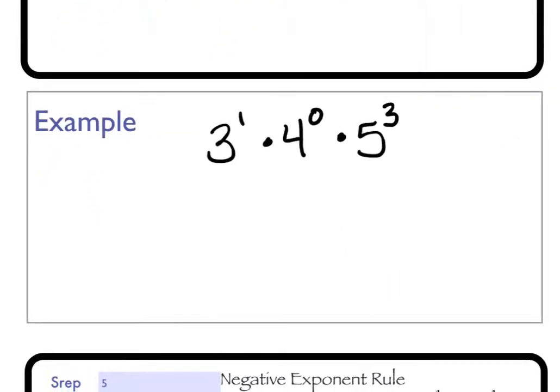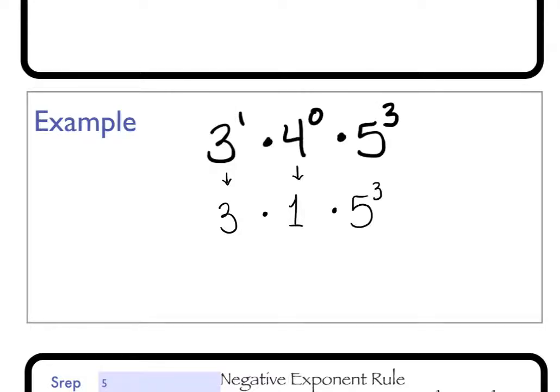So go ahead, pause this video and try the example. Okay, pause the video. If you tried the example, great, I hope you did. So 3 to the power of 1 is just 3. 4 to the 0 power is just 1. Remember, anything to the 0 power is just 1.